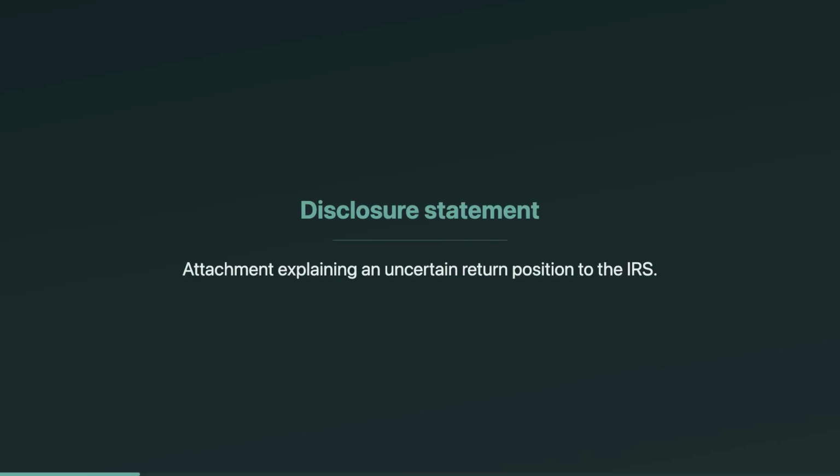Disclosure is your paper trail when the law is unclear. Under Circular 230 Section 10.34, if a position needs disclosure, you attach a disclosure statement to the return. The goal is usually penalty protection, not invisibility. On the EA exam, they love the idea that disclosure can help when you have a reasonable basis and you're acting in good faith.